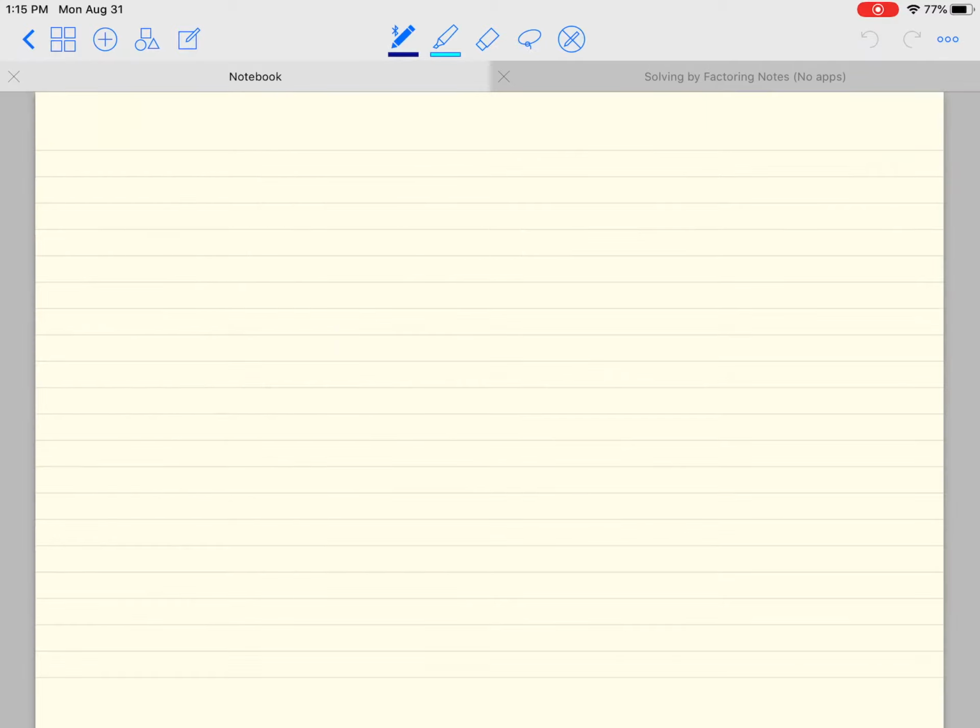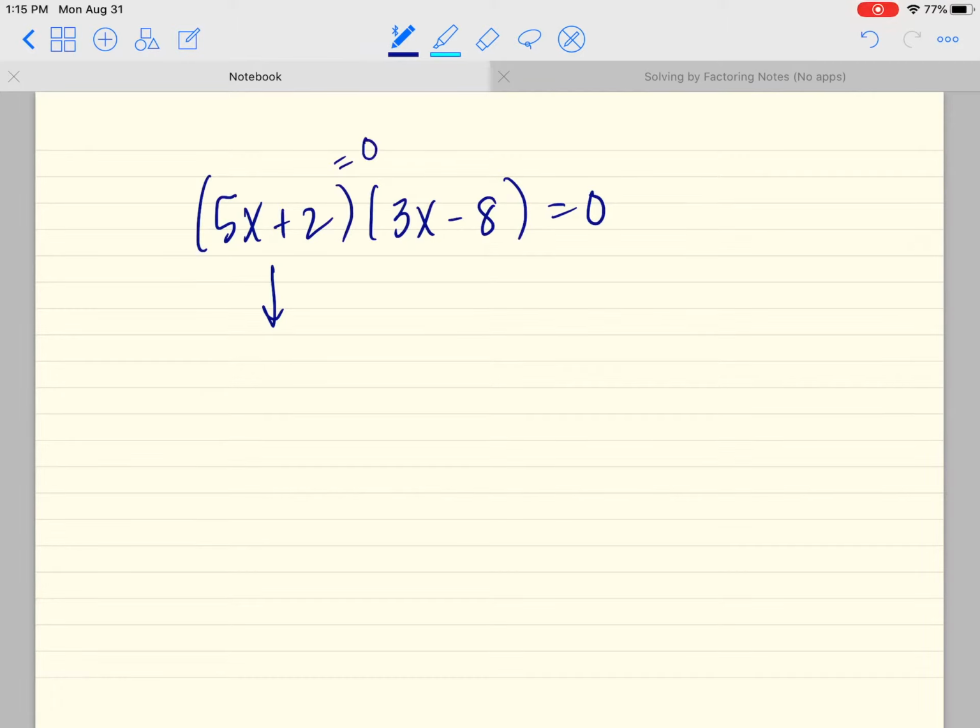Let me just show you once more. So if you had like 5x plus 2 and let's say 3x minus 8. I'm just making stuff up. So here, if I was in my head, making this equal to 0, what would I have to do to solve? Well, I would have to subtract the 2 and divide by 5, so negative 2/5 would be my answer. Which also makes sense if you think about the opposite of plus 2 is minus 2, and the opposite of times 5 is divide by 5.